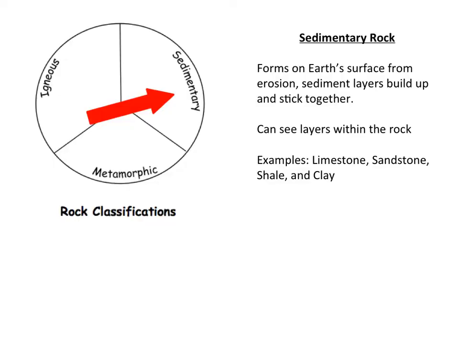It's time to fill in your organizer. Now, look at the sedimentary rock section. We know that sedimentary rock is formed on the Earth's surface because it's from erosion and sediment layers built up onto each other until they stick together. Often in sedimentary rock, you can see the layers within the rock. Examples of sedimentary rock are limestone, sandstone, shale, and clay. And remember, limestone is the one that's most common in Florida.